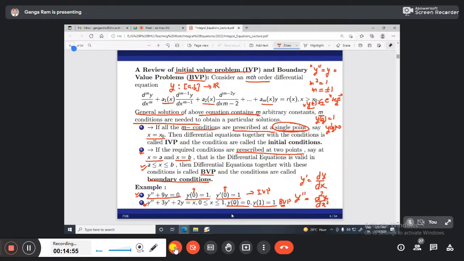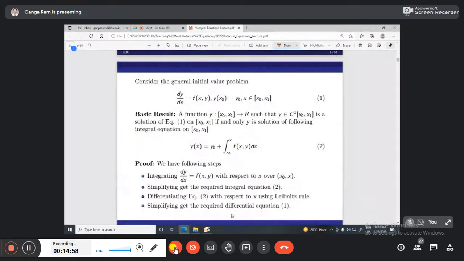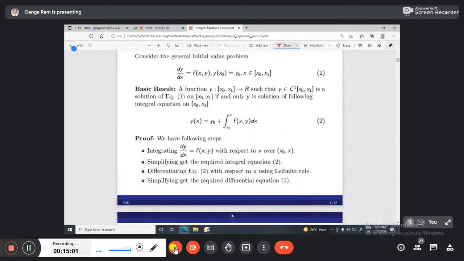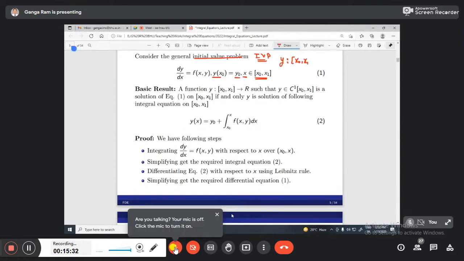Now we move to the general initial value problem. Suppose we have a general IVP. Suppose I take a first order initial value problem. First order means the derivative dy upon dx is of order 1. dy upon dx is equal to f of x, y, and y at x naught is y naught, where x is defined on the interval x naught to x1. So we can say that y is a function from x naught to x1 to R. Do you agree?